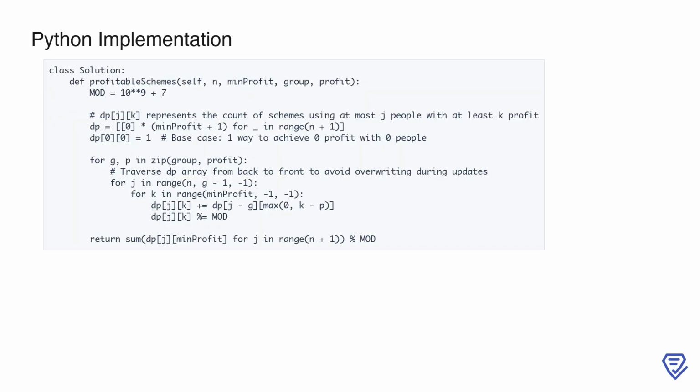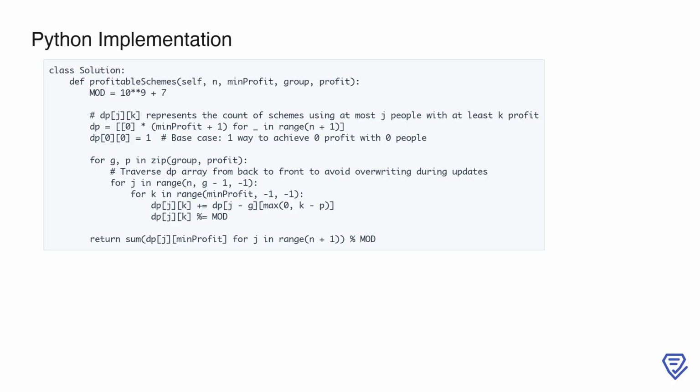This solution implements a dynamic programming, DP, approach to solve the profitable schemes problem. First, we initialize a 2D DP table DP where DP[J][K] represents the number of schemes using at most J people and achieving at least K profit. The size of the table is n plus 1 by min profit plus 1, to account for all possible combinations of people and profit levels.